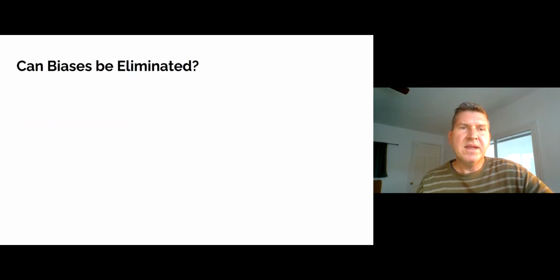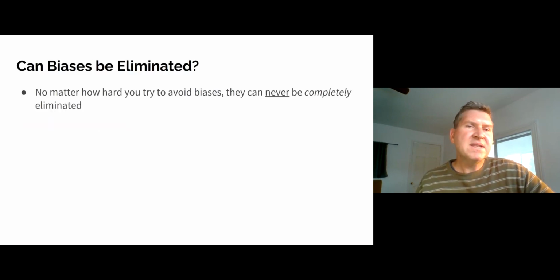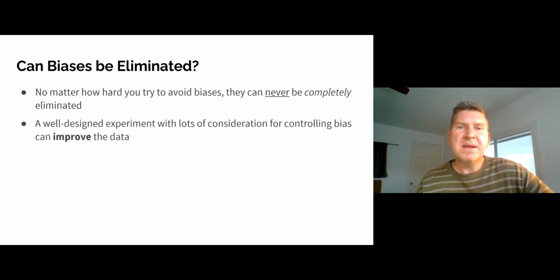So in conclusion, biases cannot be eliminated. We can try to mitigate them, especially those that we have control over. But a well-designed experiment with lots of consideration for controlling bias can improve the data. Now, one of the frustrating things when you get to writing papers is when you design an experiment, there's always going to be that one person who's reviewing your study, and they're able to pick out something that you have had that could possibly introduce bias.